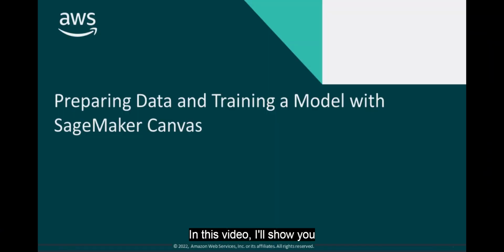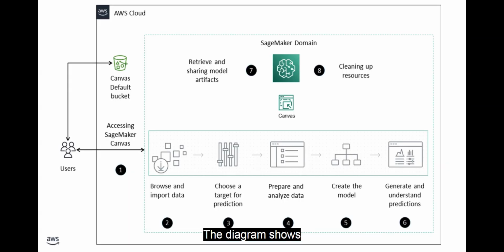Welcome. In this video, I'll show you how to use Amazon SageMaker Canvas to create a machine learning or ML model to predict whether an insurance claim is fraudulent. The diagram shows what I will accomplish in this demonstration.